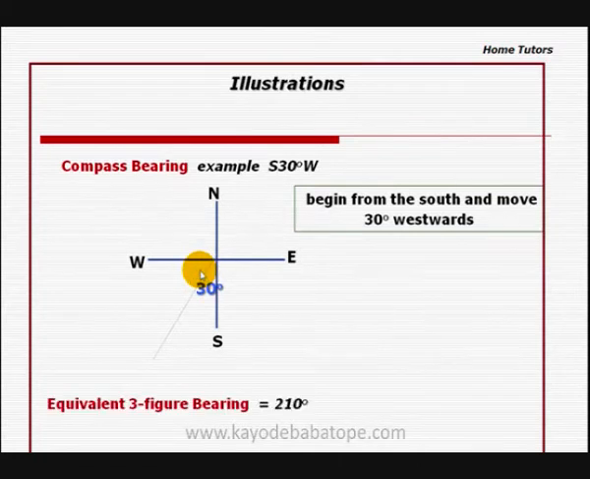However, if you want to state it in terms of three-figure bearing, three-figure bearing is always with reference to the north. So you are still dealing with this line. If you want to state its angular displacement with reference to the north, it will be this angle, which will be 180 plus 30, and that gives 210 degrees. So the three-figure bearing of this line is 210 degrees, measured from the north, because three-figure bearing is always quoted from the north.